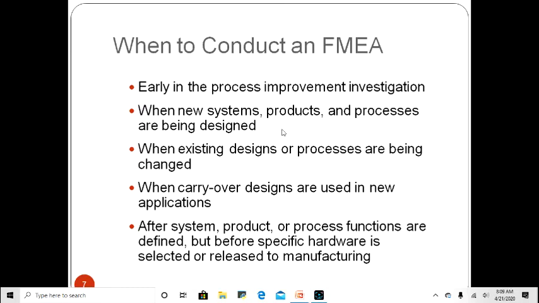When carryover designs are used in new applications, after system, product or process functions are being defined, but before specific hardware is selected or released to manufacturing. That is, before a particular system is defined itself, that is if you want to buy a new computer system or a process or a product, before designing itself you are just looking whether there is risk associated. Before buying or purchasing itself you are just looking into the risk analysis of a particular design or a product. So that also can be done with the FMEA.